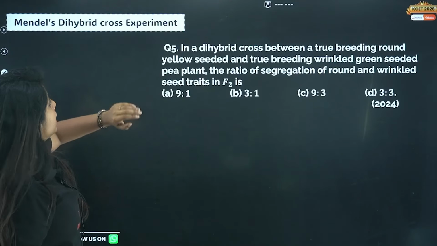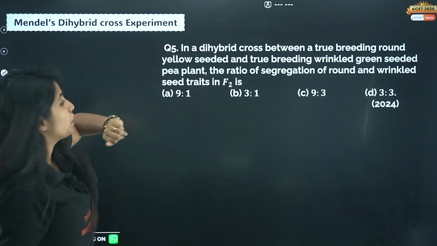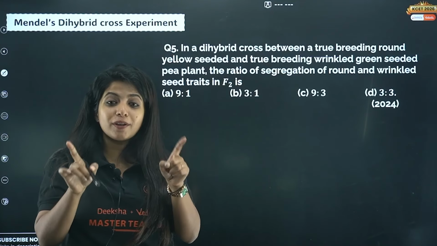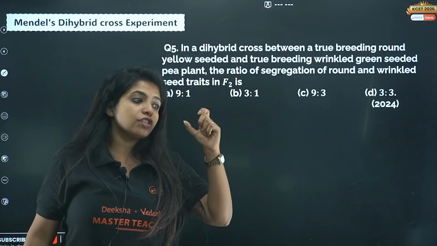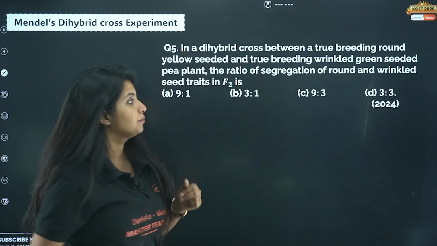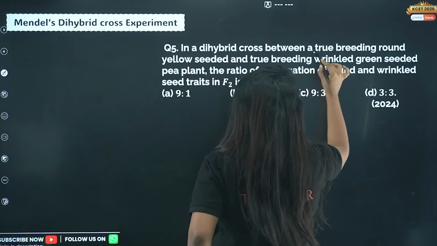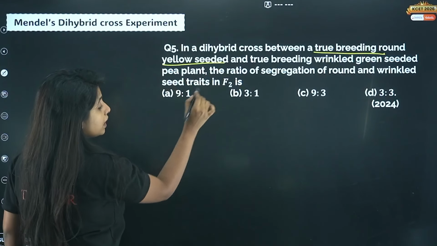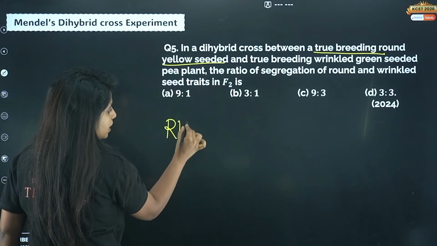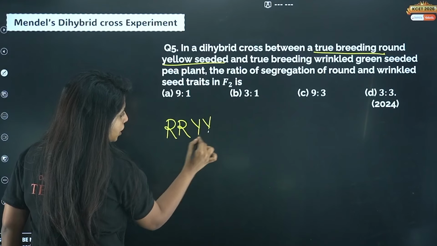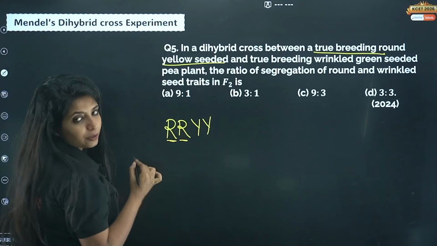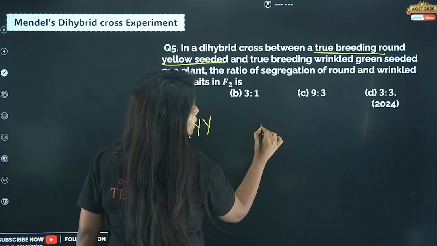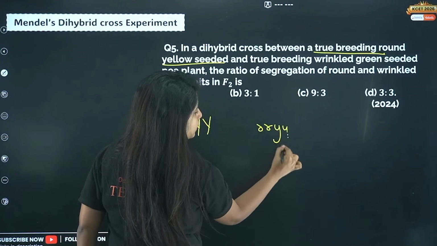Now, next question. This is related to Mendel's dihybrid experiment. In a dihybrid cross, dihybrid means you are considering 2 characters at once, for example, the shape of the seed and the color of the seed. So, in a dihybrid cross between a true breeding round and yellow seeded plant, true breeding means both the alleles are going to be the same. Round and yellow, over here both the alleles are going to be the same. That is what you mean by true breeding, round and yellow. And true breeding, wrinkled and green. Wrinkled and green. Okay.